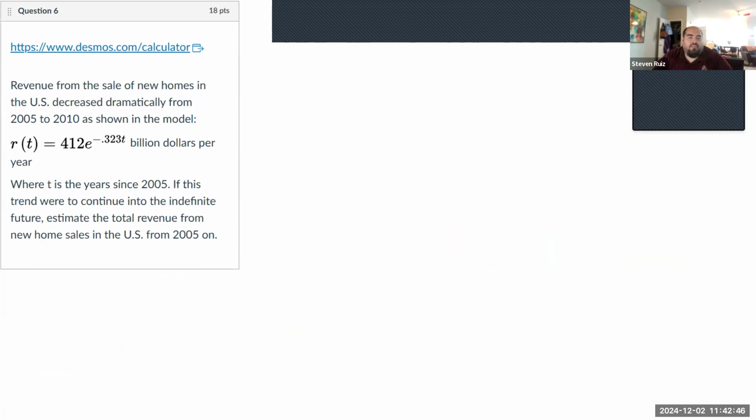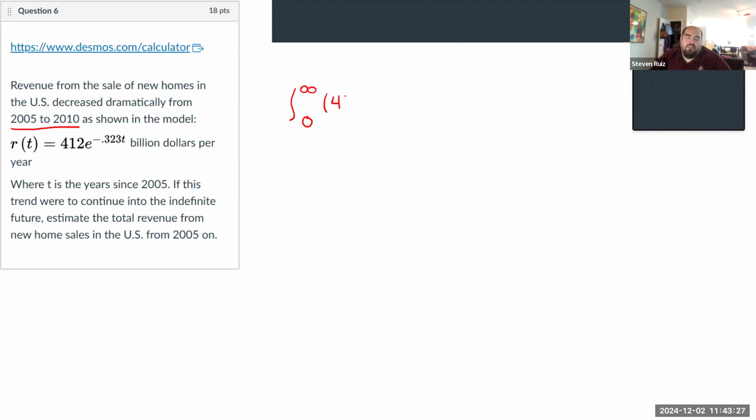If this trend were to continue into the indefinite future, estimate the total revenue from 2005 on. So this is from 2005 indefinitely. We're looking at an improper integral. Basically, we're looking at this 5-year model, and we're going to extrapolate it far into the future. So I'm going to integrate from 2005, which is time equals 0, to time equals what? From now on, time equals infinity.